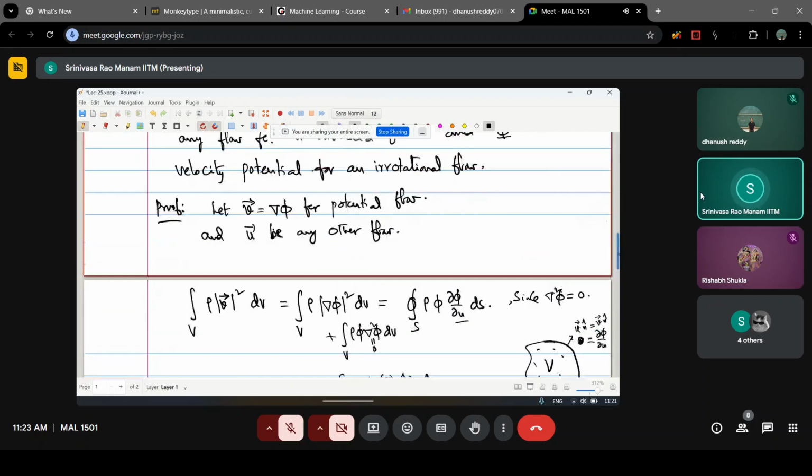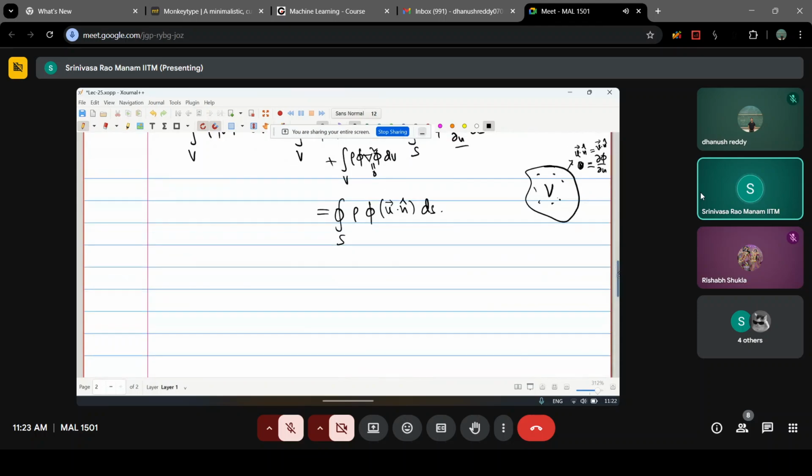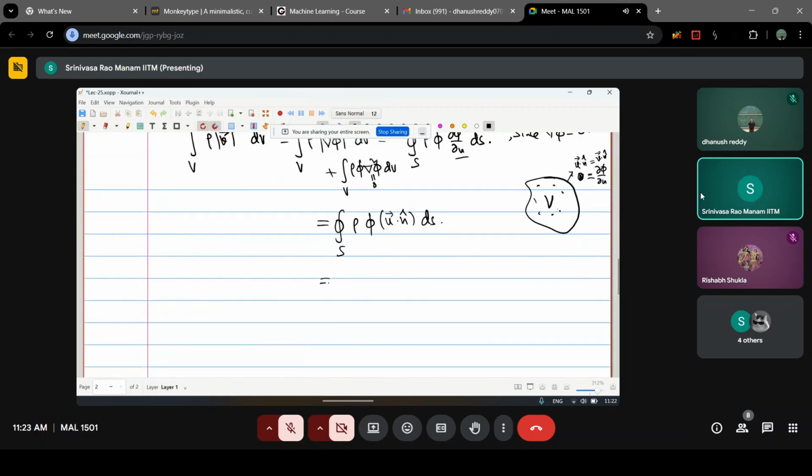What is u bar? U is basically any other flow, the velocity on the surface. That is what we have replaced, right? So now what are you going to do? This is what you have, right? This becomes 0, sir. Why is this 0? U dot n cap.